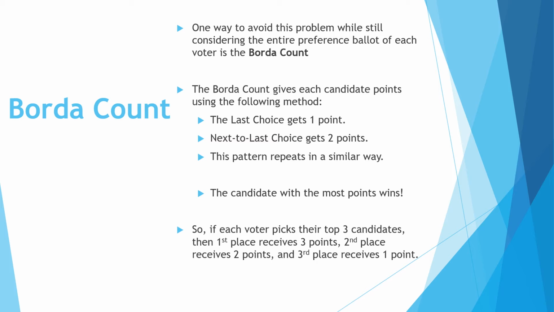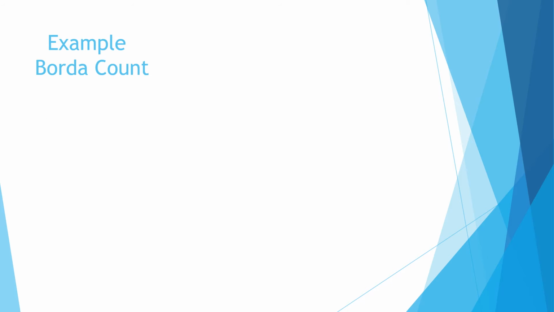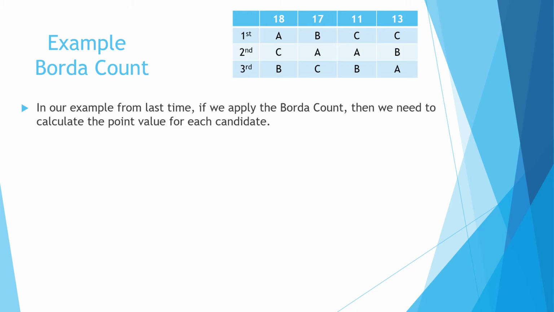So if a voter picks their top 3 candidates, then first place is going to get 3 points, second place is going to get 2 points, and third place is going to get 1 point. And if you had top 5 candidates, then first place would get 5 points, second place would get 4 points, third place would get 3 points, and so on. Let's give an example. In our previous example, the one that had some problems from before.